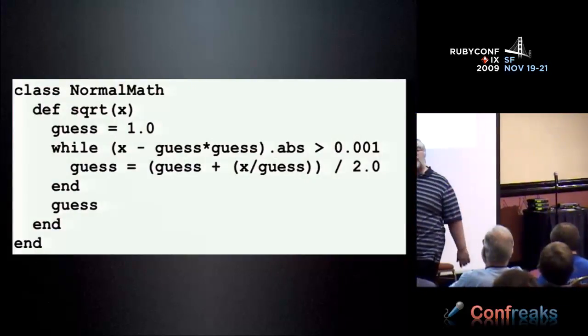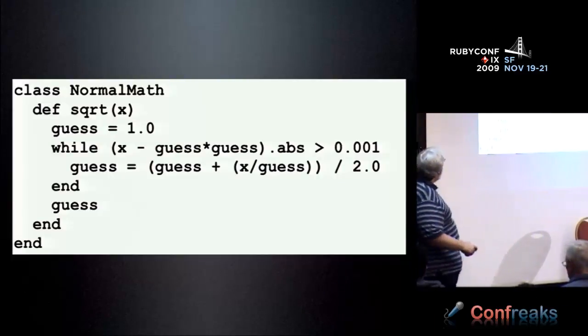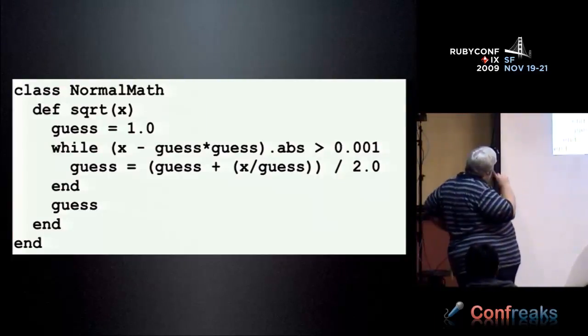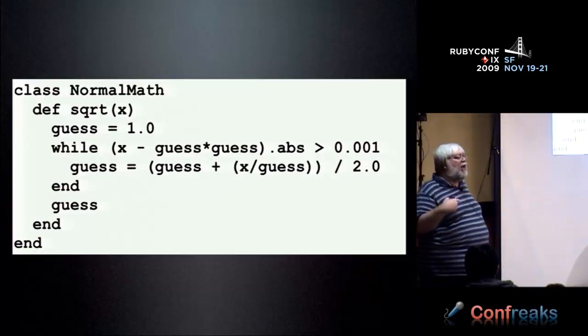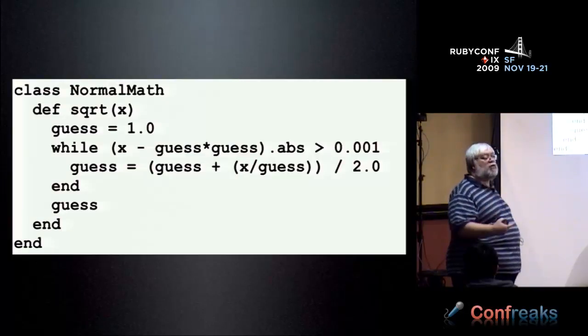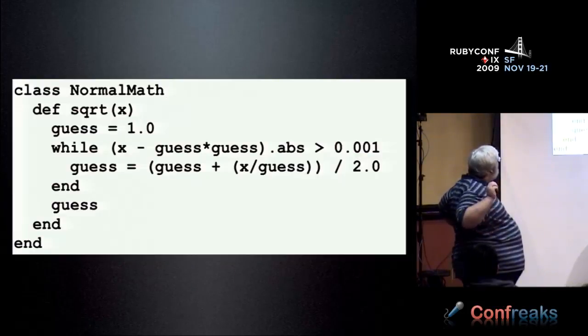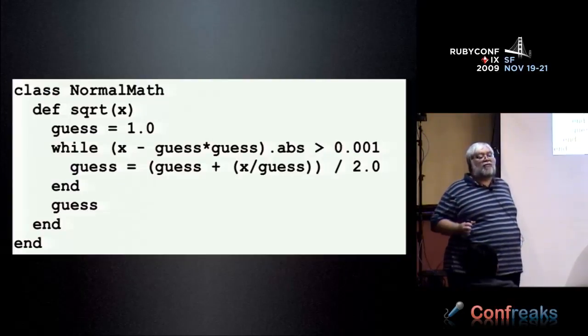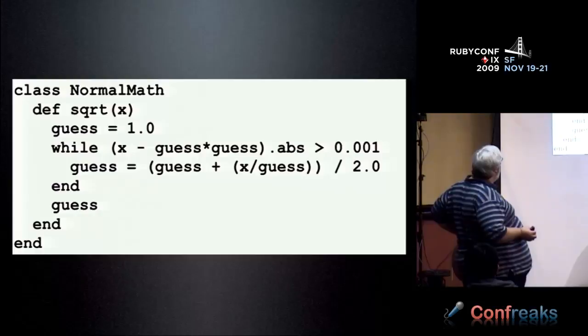Suppose we have a module called normal math, as opposed to abnormal math. And it has a function called square root in it. And this algorithm here, I don't know if you recognize it or not, this is Newton's iteration, a fixed point iteration for approximating a square root. And it stays in this loop until your answer is within 3 decimal places of the correct value of square root. So this is a very interesting piece of code.